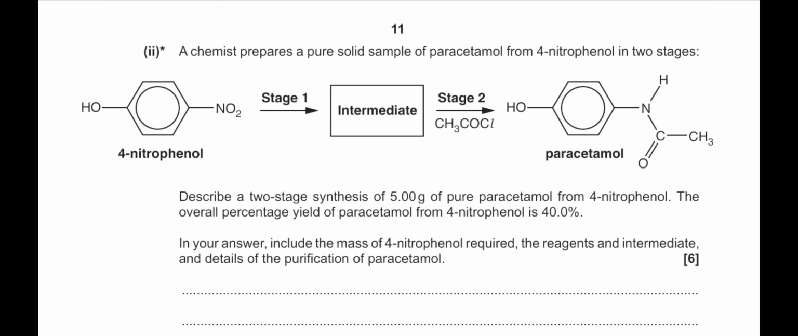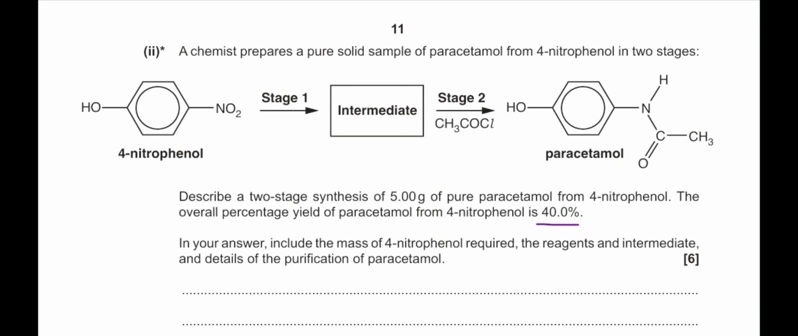Part 2. A chemist prepares a pure solid sample of paracetamol from 4-nitrophenol in 2 stages. The first stage is that 4-nitrophenol is reacted with some reagent to give an intermediate, which then reacts with ethanoyl chloride, commonly known as acetyl chloride, to form the paracetamol. Describe a 2-stage synthesis of 5 grams of pure paracetamol from 4-nitrophenol. The overall percentage yield of paracetamol from 4-nitrophenol is 40%. In your answer, include the mass of 4-nitrophenol required, the reagents and the intermediate, and the details of purification of paracetamol.